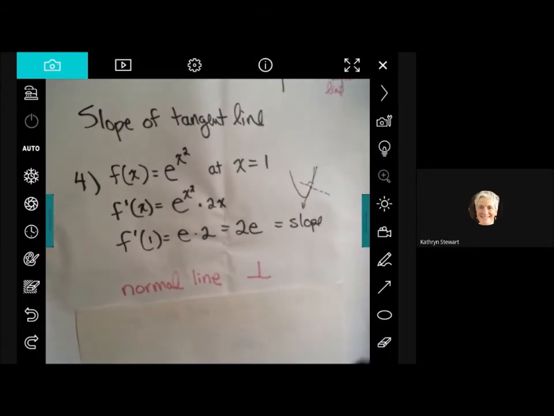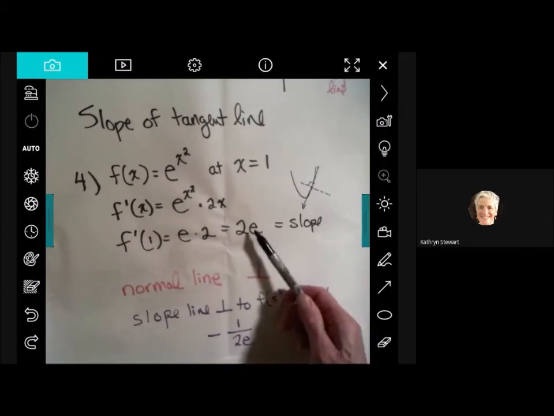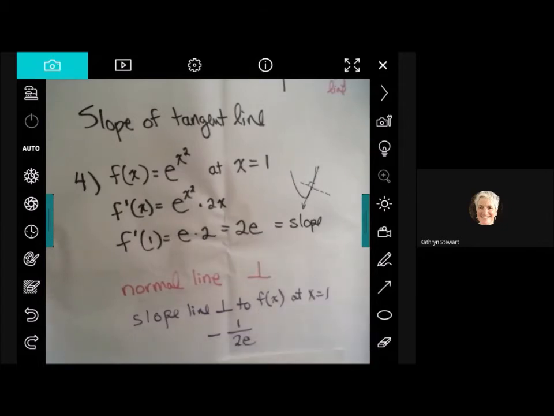So all we have to do is remember, how do I find the slope of a line that's perpendicular to another line? Well, the slopes are going to be negative reciprocals. So in this case, the slope of the line perpendicular to f of x at x equals 1 would be the reciprocal of 2e, which is just negative 1 over 2e.